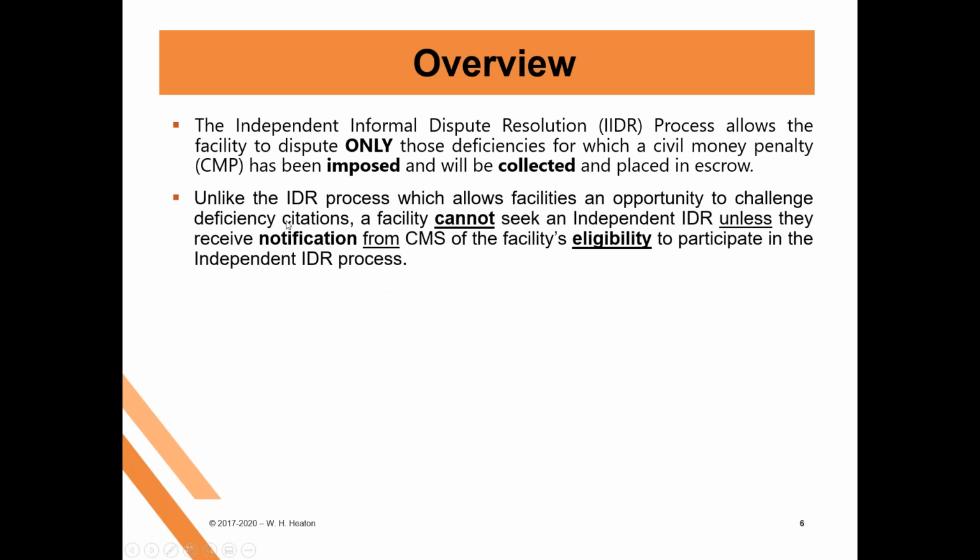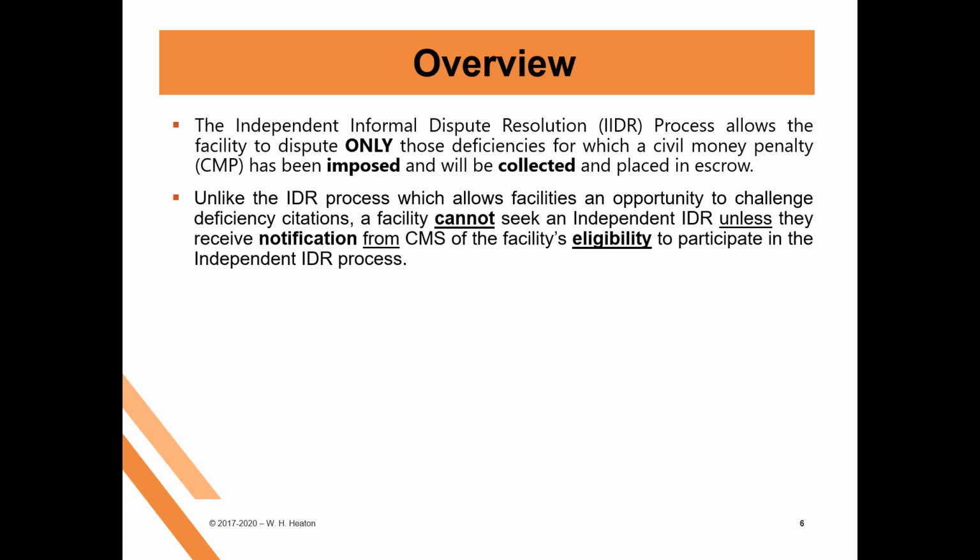It's different from the IDR process. The IDR process lets you challenge any deficiency, but you cannot seek an independent IDR unless you receive a notification from CMS of your eligibility. That goes back to the EPOC. If CMS is moving away from written notification through the mail, it's going to be sent directly to your EPOC account, which is a part of your CASPER file.